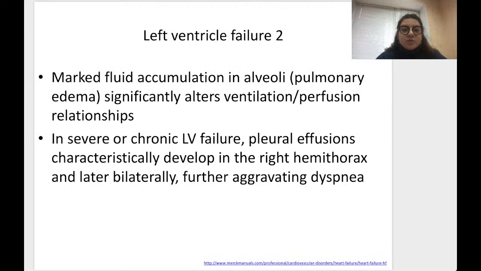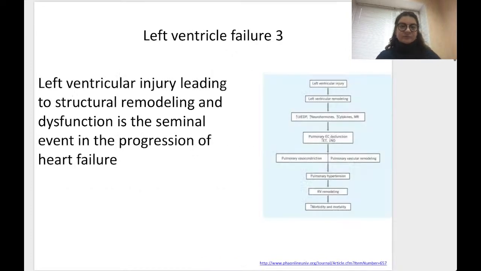Marked fluid accumulation in alveolar pulmonary edema significantly alters ventilation-perfusion relationships. In severe or chronic left ventricle failure, pleural effusions characteristically develop in the right hemithorax and later bilaterally, further aggravating dyspnea. Left ventricle injury leading to structural remodeling and dysfunction is the seminal event in the progression of heart failure.